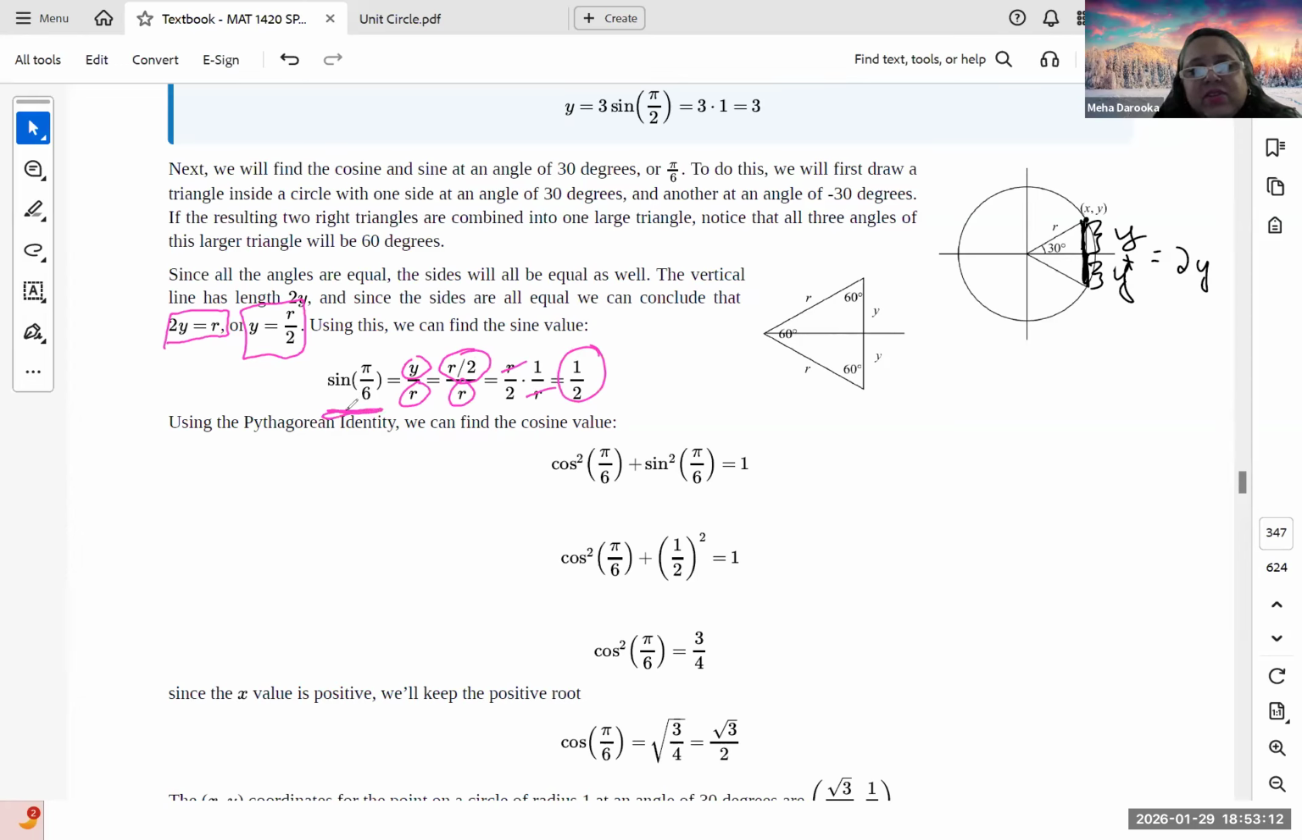So if the sine function of pi over 6 is 1/2, put it into your Pythagorean identity. You can see that will help you come up with the cosine function value over here.